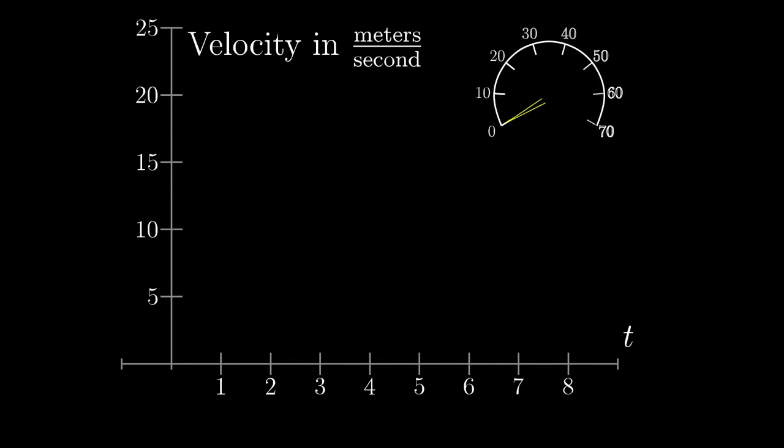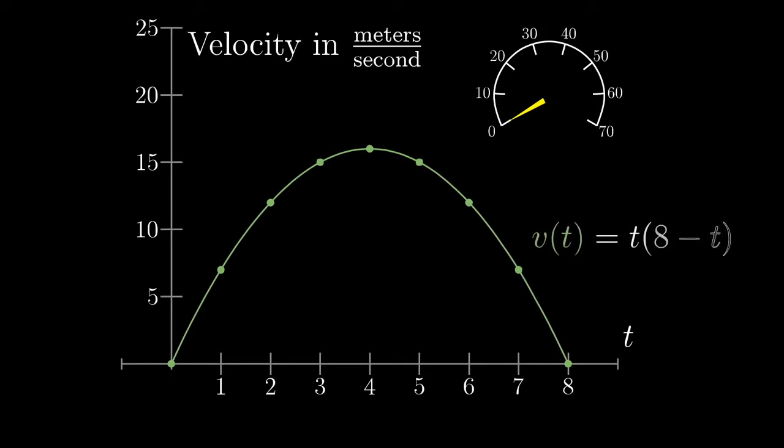Let's say that you take note of the velocity at every second, and you make a plot over time that looks something like this. And maybe you find that a nice function to model that velocity over time in meters per second is v of t equals t times (8 minus t).